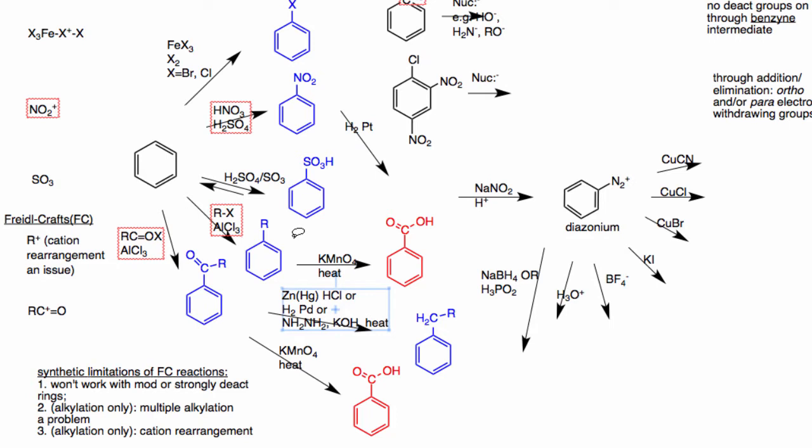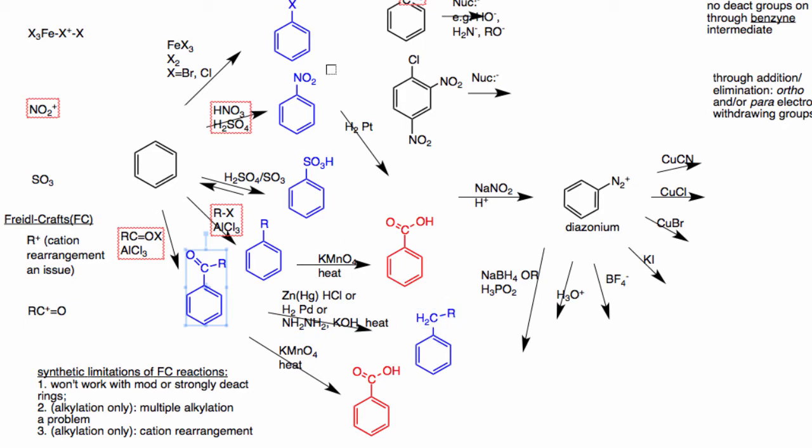In particular, if we do direct Friedel-Crafts alkylation, we will get rearrangement, and we cannot make primary alkyl groups directly on a benzene ring. But we can get there indirectly by doing Friedel-Crafts acylation, creating an acyl benzene, and then reducing it down to a primary substituted benzene ring.